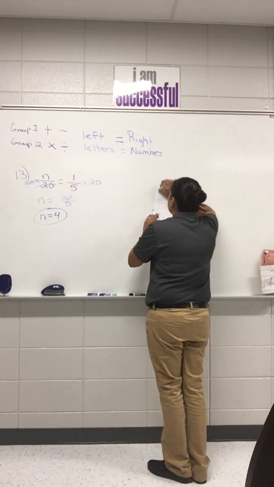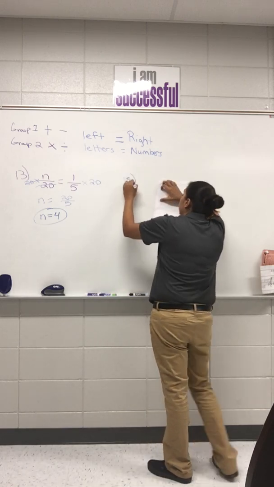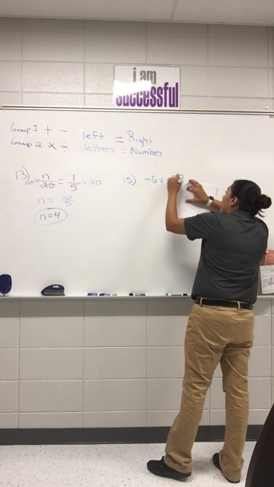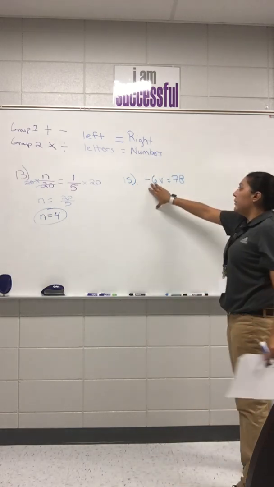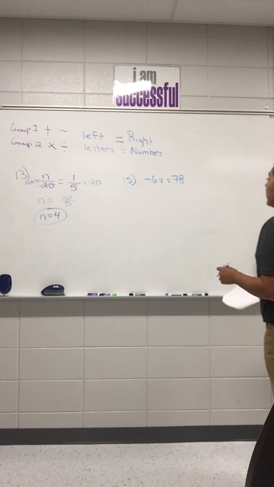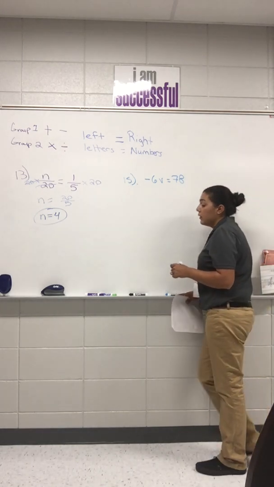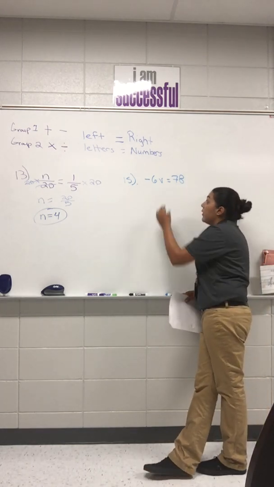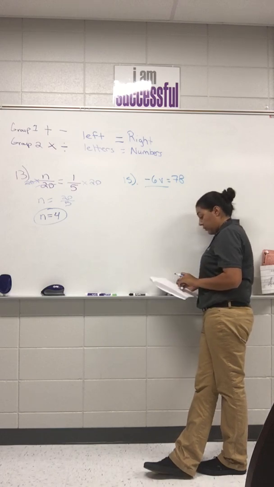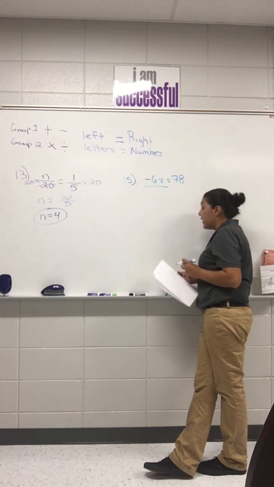Okay, 15. 15 says negative 6v equals 78. What's it mean if they're right next to each other? Multiply. So what's his buddy? What are we going to do? Divide it by negative 6.